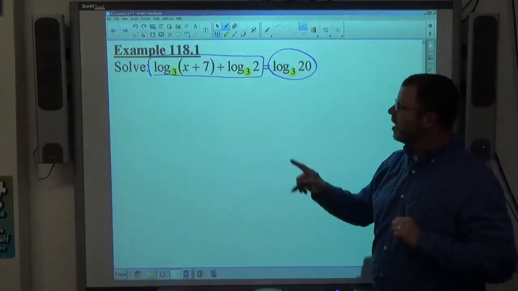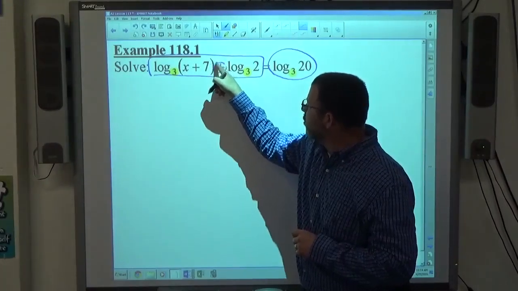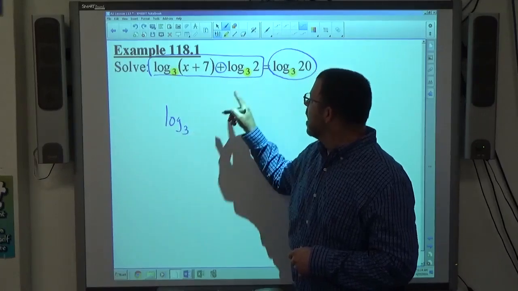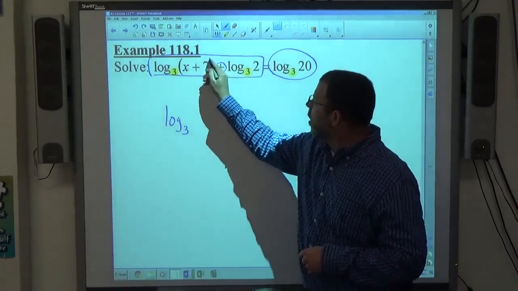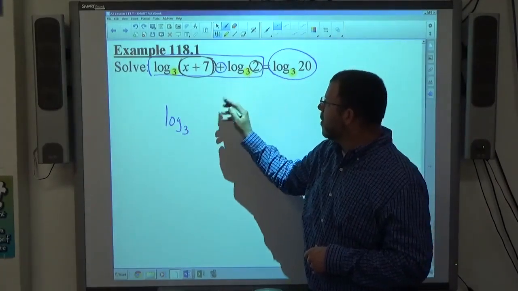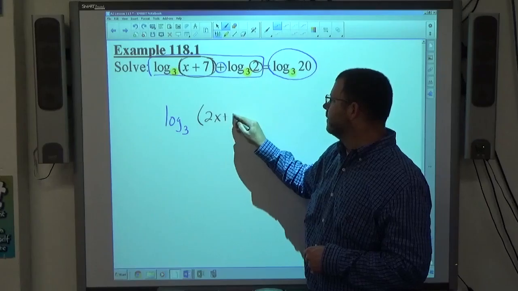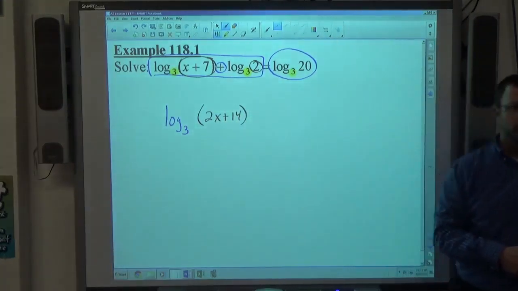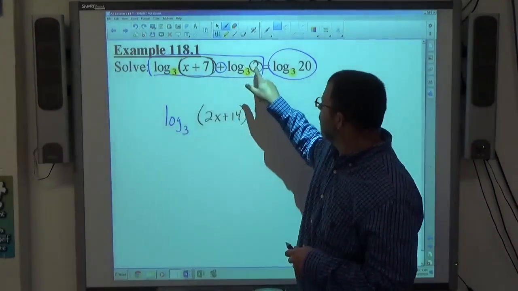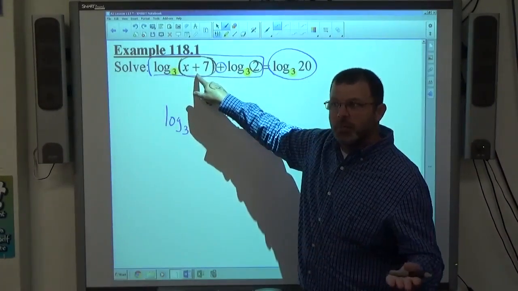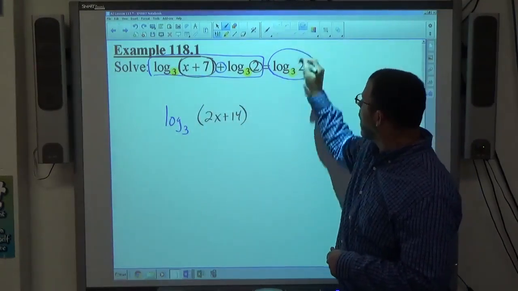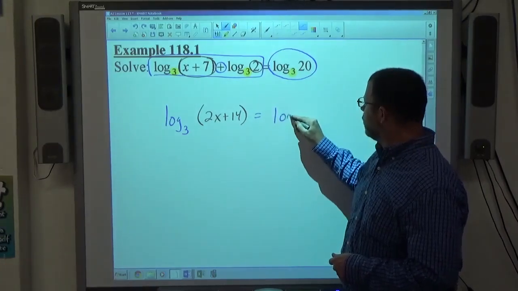Law number 1 says if I'm adding 2 logarithms, I'm supposed to multiply their arguments. So I create a single logarithm, log base 3. I'm going to multiply argument 1 times argument 2. That's a binomial times a monomial, so distributive property. That's going to become 2x plus 14. So again, I'm applying the rule. The rule says to multiply this thing times this thing. And since this thing's a binomial, the distributive property says I have to distribute. 2 times x is 2x, 2 times 7 is 14. The right-hand side is going to stay exactly as it is, log of 20 base 3.